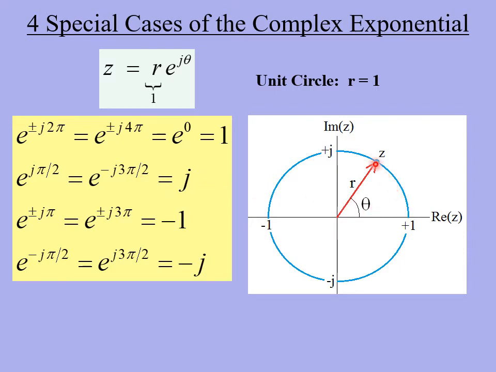Likewise, when we start here and go by a full pi radians, 180 degrees, we go from +1 all the way to -1. So e to the plus or minus j pi is equal to e to the plus or minus j 3 pi, 5 pi, and so on, and they're all equal to -1. Our last special case is down here. If we go down by pi over 2, in other words, negative pi over 2 radians, we end up at -j. Or we can go in the positive direction, 3 pi over 2. So all of these forms can be simplified to very basic fundamental numbers: either 1, plus or minus 1, or plus or minus j.